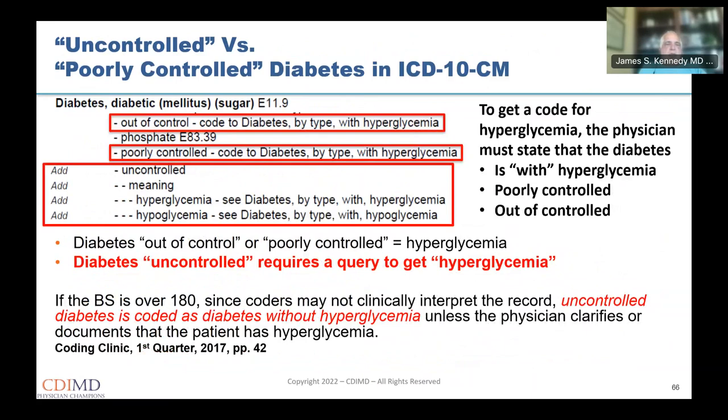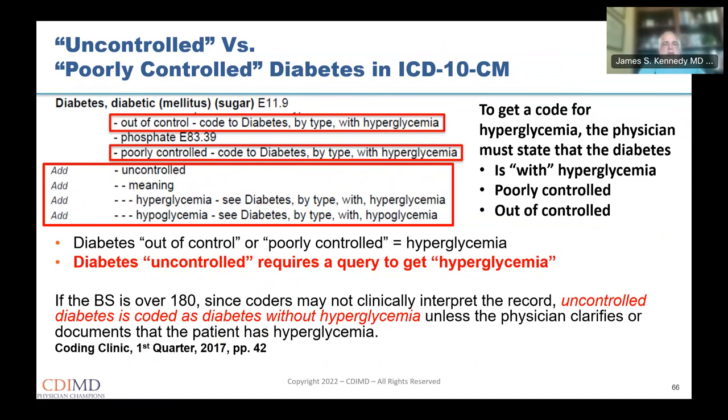Now, if a doctor documents diabetes out of control, the index will say that the patient's hyperglycemic. If the doctor documents that the diabetes is poorly controlled, again, I can say that the patient's hyperglycemic. On the other hand, if the doctor says uncontrolled diabetes, I have to query, because for uncontrolled diabetes, the index says it could either be hyperglycemia or hypoglycemia. But if the doctor doesn't say hyperglycemia or hypoglycemia, then I can't code the hyperglycemia, even if the blood sugar is over 180. So therefore, part of what you will have to do is recognize that uncontrolled diabetes cannot be coded as hyperglycemia.